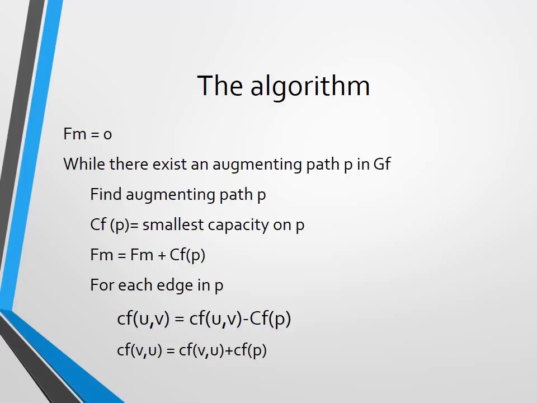While there still exists an augmenting path P in the residual graph, find the residual capacity, and add it to the maximum flow. Then for each edge in the path, decrease the capacity by the residual capacity if it's one of the original edges. If it's one of the return edges, then increase it by the residual capacity. Let's see this algorithm in action now, with this example.